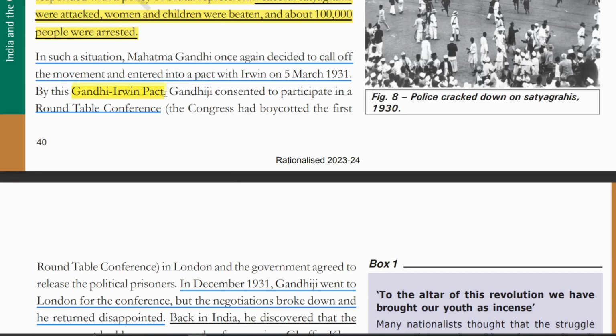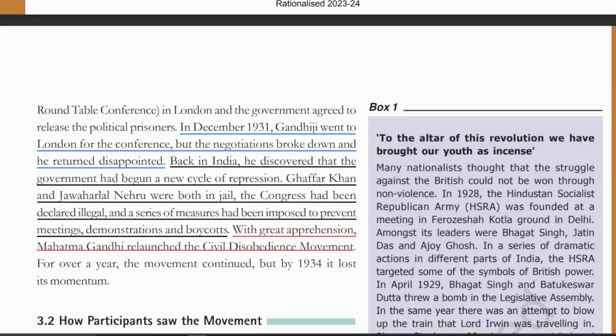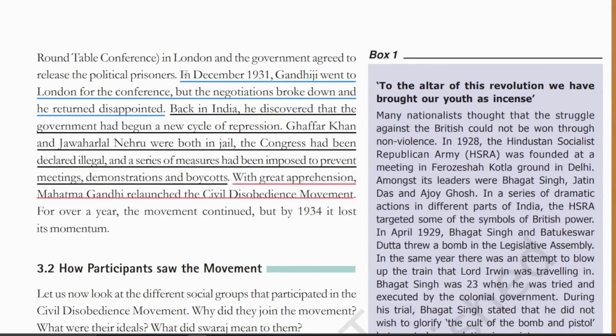The Gandhi-Irwin Pact, very important. Gandhi-Irwin Pact. Remember the date, 5th March 1931. So in this part, it talks about how Gandhi went and did a negotiation, but the negotiation broke down and he returned disappointed. There's a second Round Table Conference.